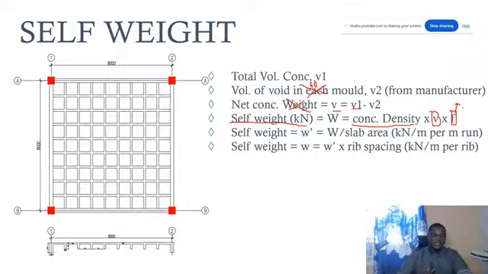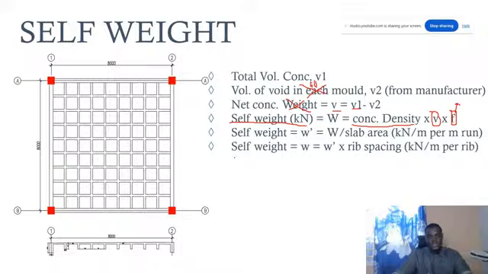But when we are designing slab, we don't usually design it in kilonewton form, because slab is an area member. So we design it per area, per meter square or per meter run. So we need to convert this kilonewton load to a uniformly distributed load. We divide the self weight in kilonewton by the slab area. Whatever we got is in kilonewton per meter square, which is the same thing as saying per meter run.